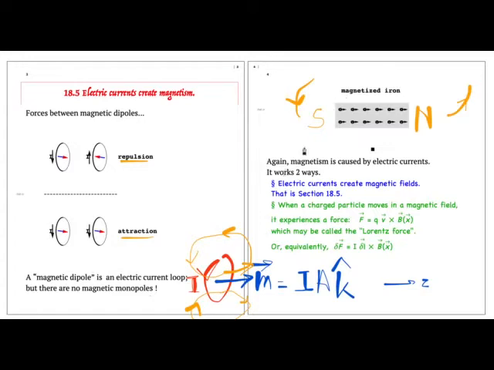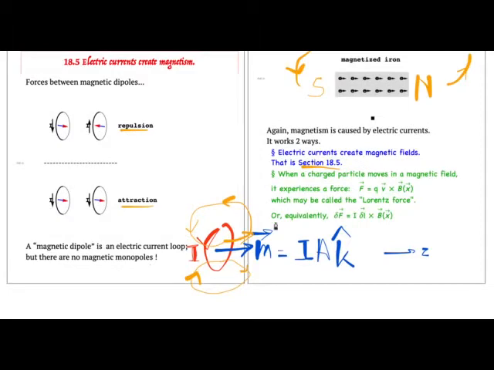Now, there are two relations between electric current and magnetism, or magnetic field. Electric currents create magnetic fields, and that's what we're talking about in today's screencast. And the other part of the interaction, when a charged particle moves in a magnetic field, it experiences a force, Q V cross B. That's the Lorentz force. And we talked about that in the first part of the screencast. Or if you want to consider a current in a wire, the small amount of force on a small length of wire is I times the length cross the magnetic field.